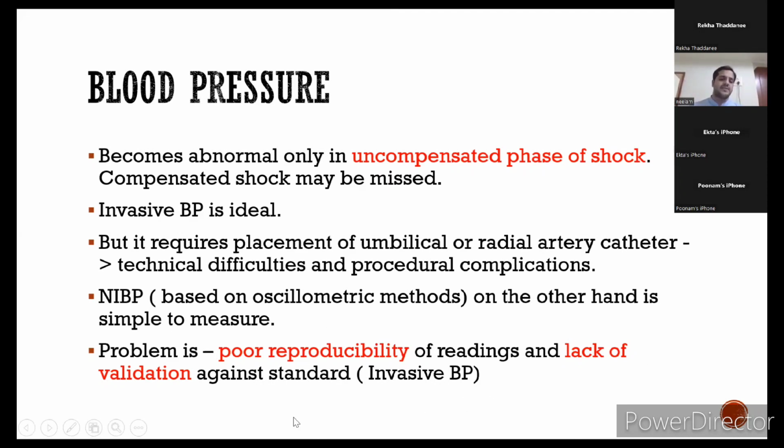And second, there is a lack of validation against the standard. The standard is invasive BP. There are not many studies which have validated NIBP as compared to invasive BP. So these are the two problems why blood pressure may not be very reliable, but still we should measure it. I'll tell you why.